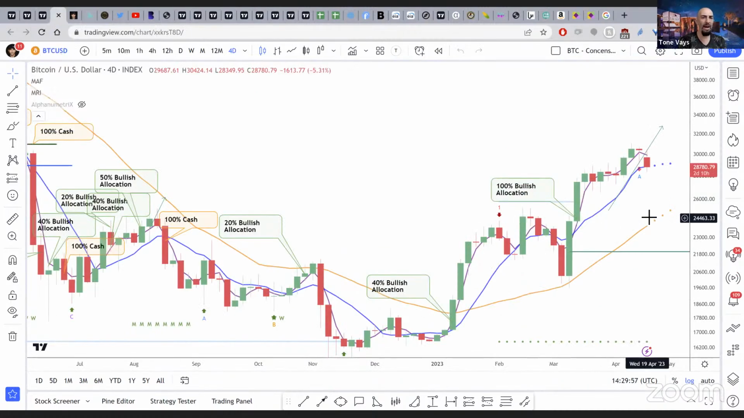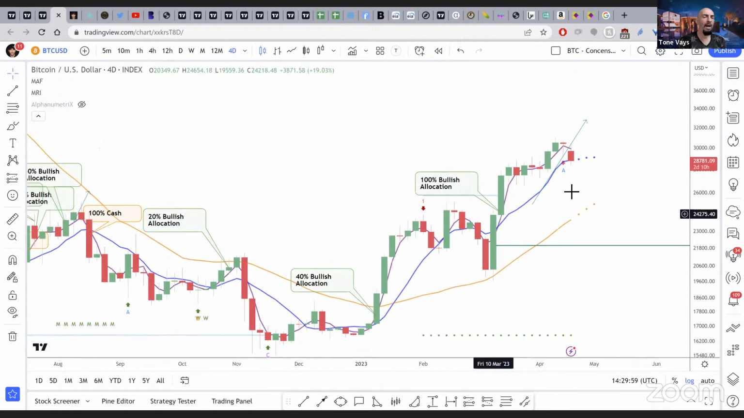Okay, so what happens to our allocation? Our allocation is still not in any jeopardy yet, but we are paying attention to it. If next candle is fully trading below both moving averages, and the moving averages are starting to cross, I am going to cut back on my 100% bullish position. I was hoping this can make it to 34K, and we may reverse right here and still make it to 34K.